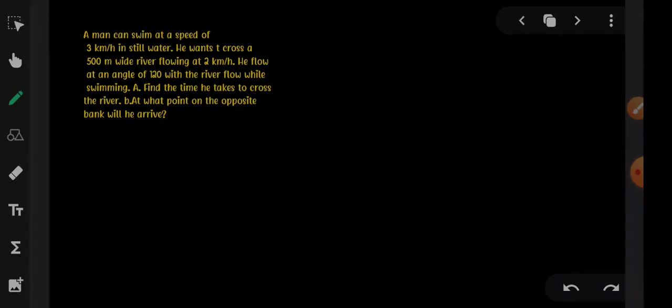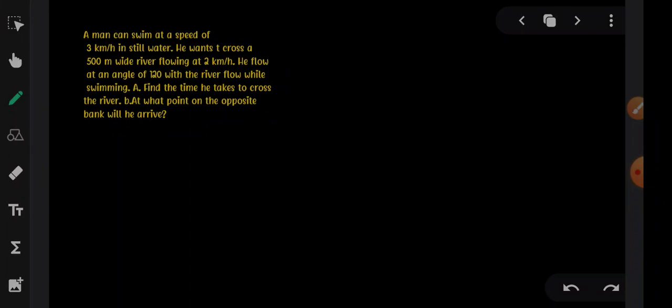Next question is, a man can swim at a speed of 3 km per hour in still water. He wants to cross the 500 meter wide river flowing at 2 km per hour. He swims at an angle of 120 degree with the river flow while swimming. Find the time he takes to cross the river and what point on the opposite bank it will arrive.